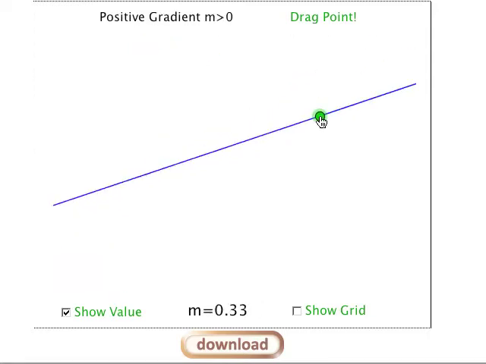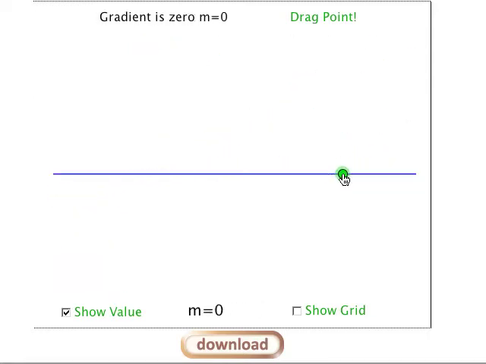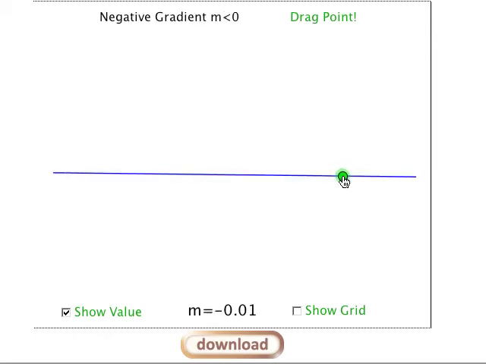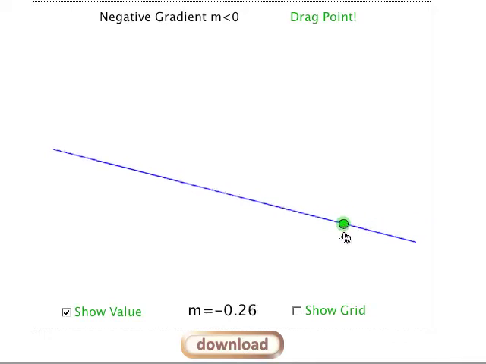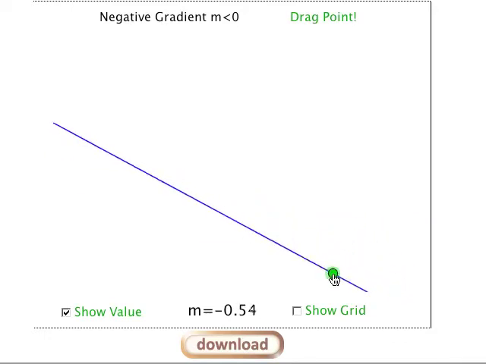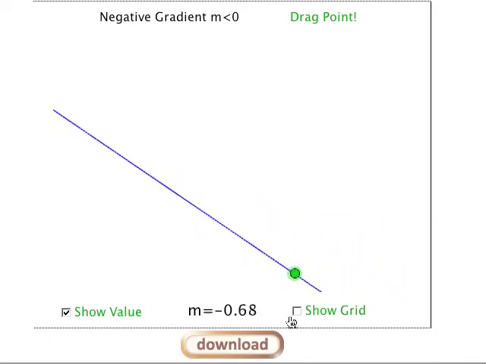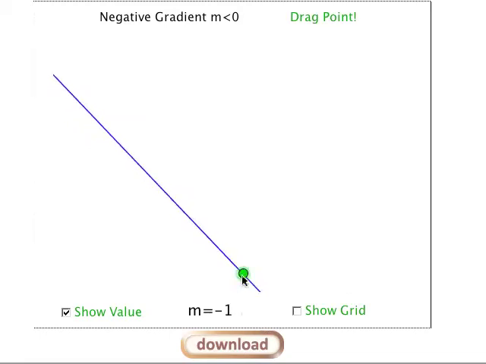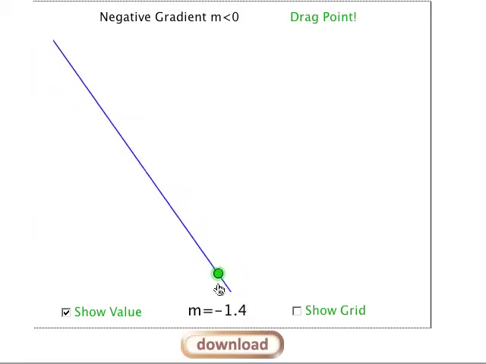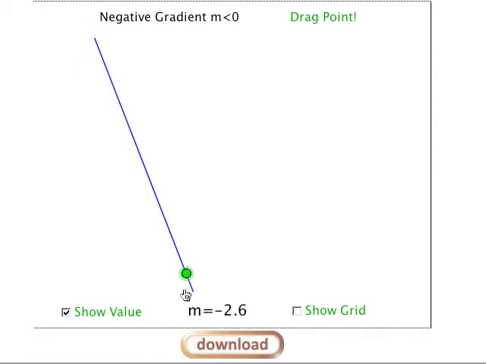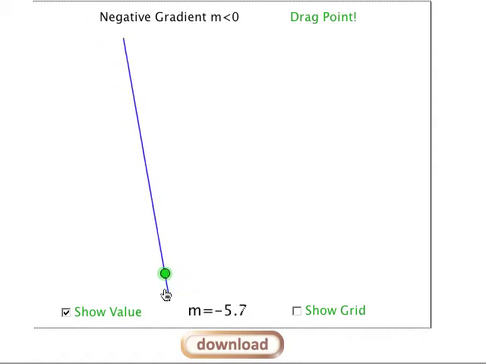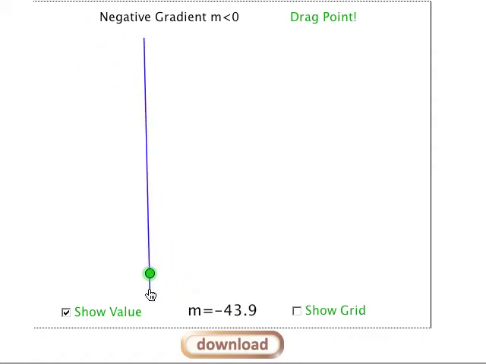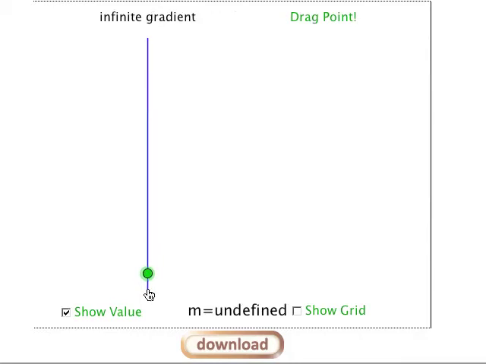Now if we'd gone the other way instead, if we'd started off at 0 and had gone the other way, then the slope is now increasing in the negative direction, and in the same way we'll reach a value of -1 at a 45-degree angle, and then as we increase the steepness even further, it increases further in the negative direction. And again it's undefined as we reach that vertical position.